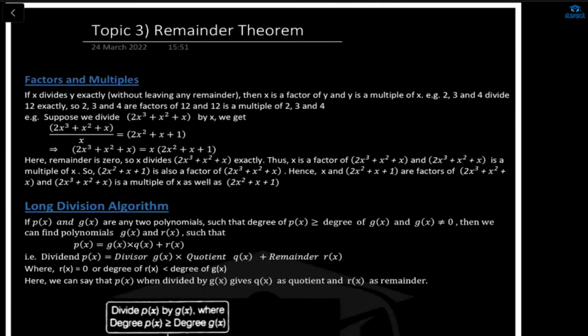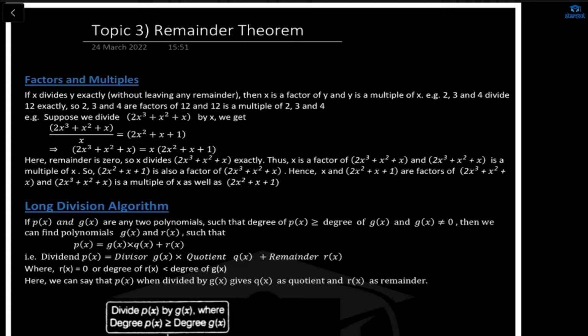Now, remainder theorem. Before the remainder theorem, we should know some of the terms, that is, factors and multiples. Now, what are factors? Like if 6 is divided by 2, 2 divides 6, and 3 also divides 6. So 2 and 3 are the factors of 6. But 6 is a multiple of 2 and 3. Am I right? Similarly, these terms do exist with polynomials also. Now, if x divides y exactly, that means completely, with no remainder, then x is a factor of y, and y is a multiple of x.